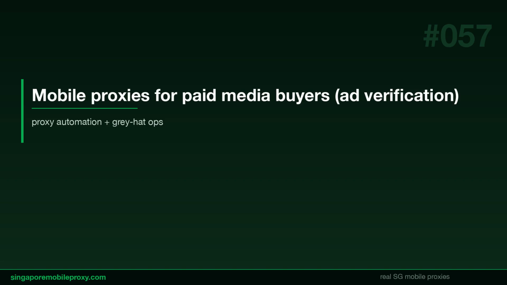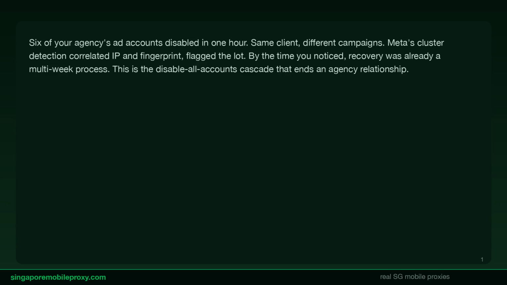6 of your agency's ad accounts disabled in 1 hour. Same client, different campaigns. Meta's cluster detection, correlated IP and fingerprint, flagged a lot. By the time you noticed, recovery was already a multi-week process. This is the disable-all-accounts cascade that ends an agency relationship.